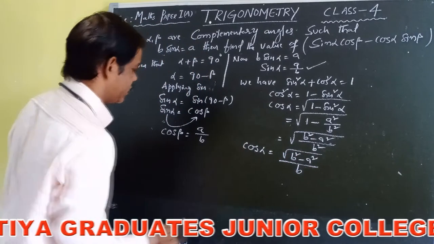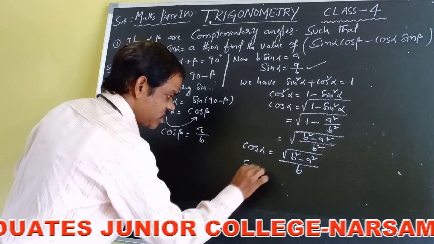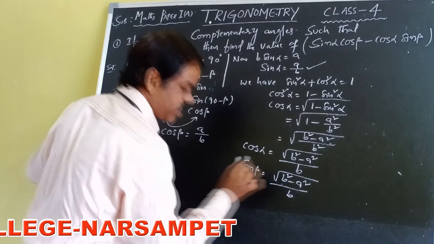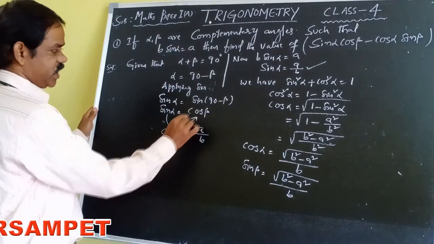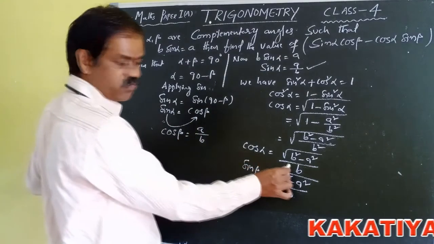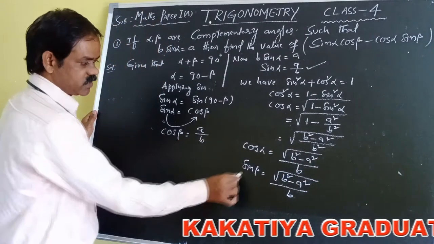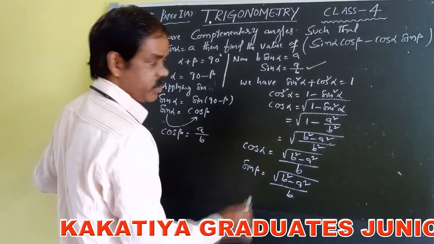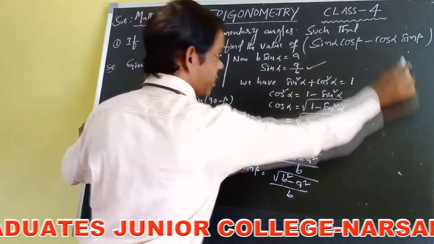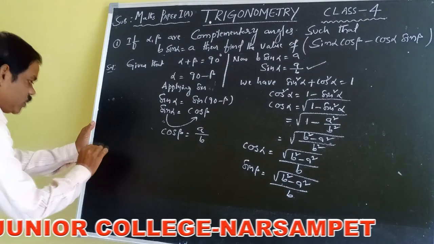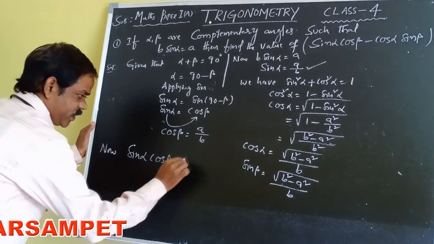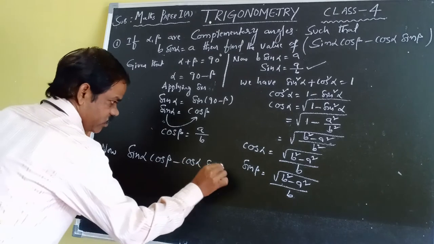Same like that, sin beta value is also equal to root of B square minus A square by B. See students, here I am finding: sin alpha is A by B, already given; cos beta is A by B; cos alpha is root of B square minus A square by B; sin beta is root of B square minus A square by B. According to the problem, we are asked to find the value of sin alpha cos beta minus cos alpha sin beta. We have to find this value.